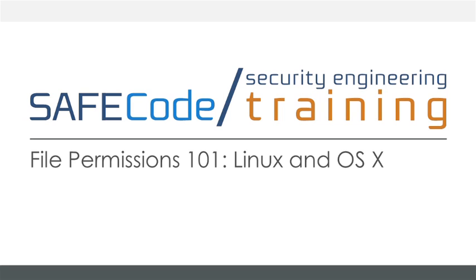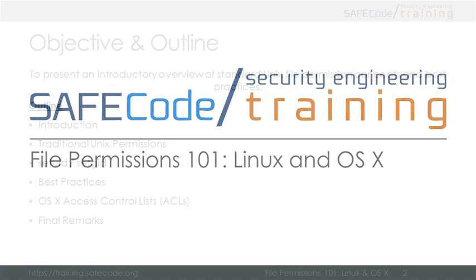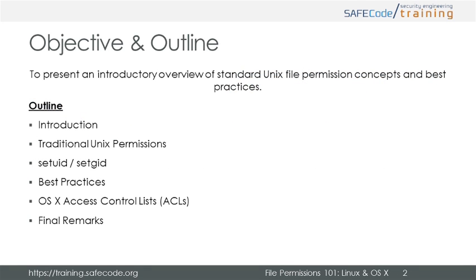This training focuses on Linux and OS X. These two operating systems offer a choice of file systems, most of which inherit the basic file permissions and ownership characteristics of traditional Unix systems. The objective of this e-learning course is to review standard Unix file permission concepts and present best practices that mitigate related security issues. After a short introduction, we describe traditional Unix permissions and SetUID, SetGID. Then we provide some recommended best practices and describe OS X access control lists.